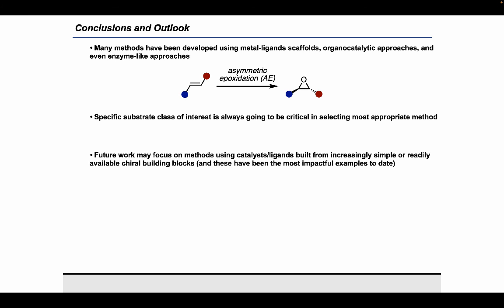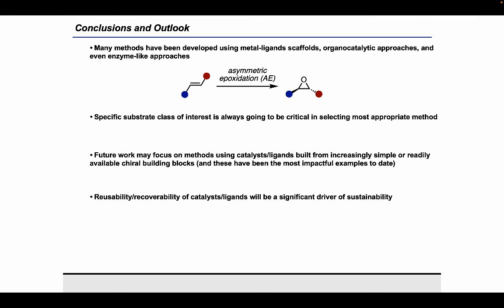In the future, we may see work which focuses on methods using catalysts and ligands built from increasingly simple or readily available chiral building blocks. And if you look at this presentation again, you can probably see that over time, the methods that have already taken this into consideration have had the largest impact.